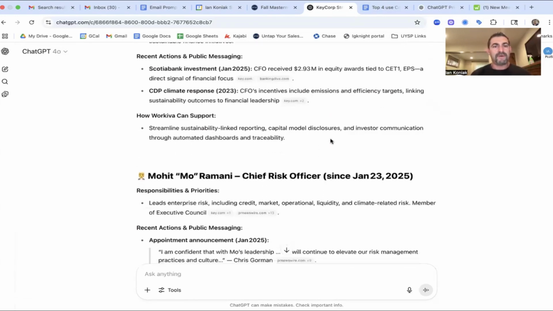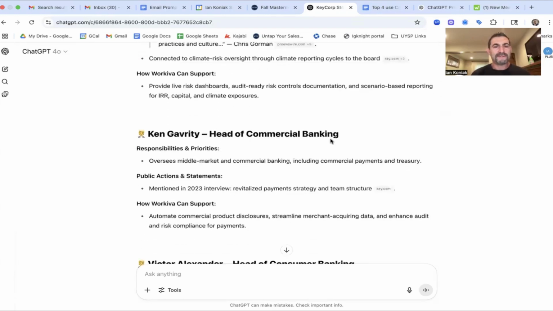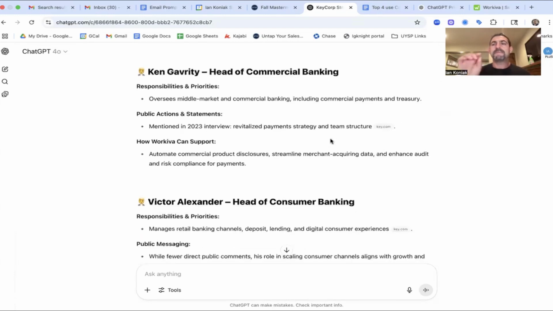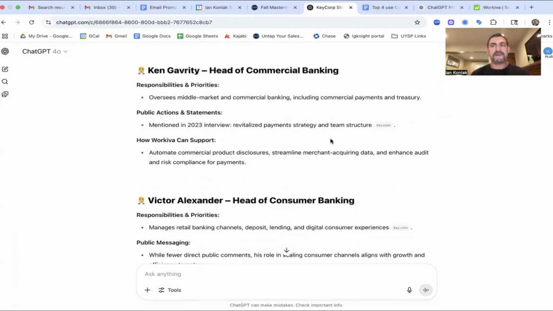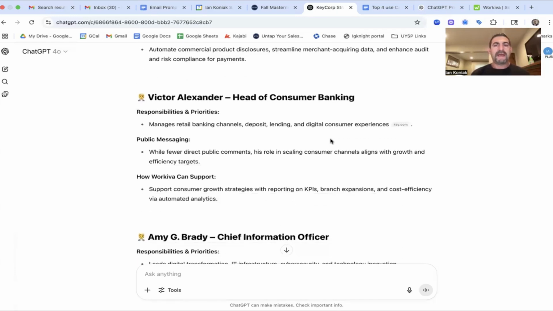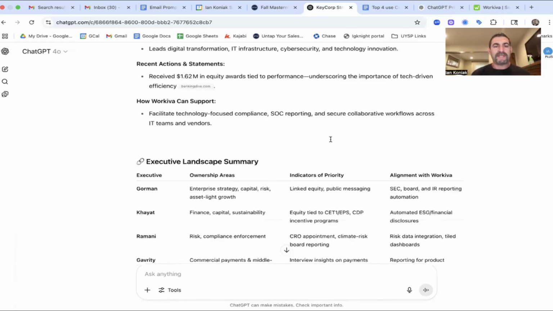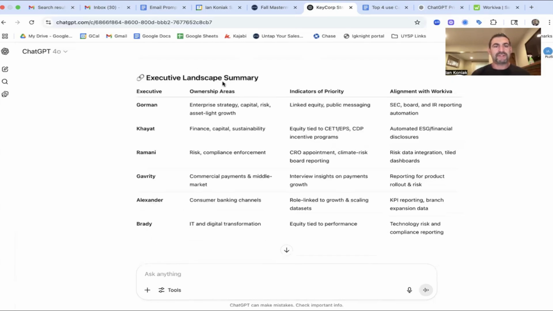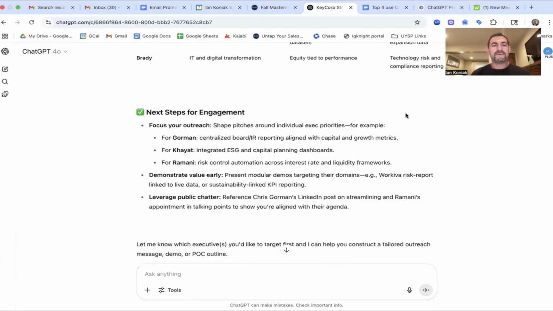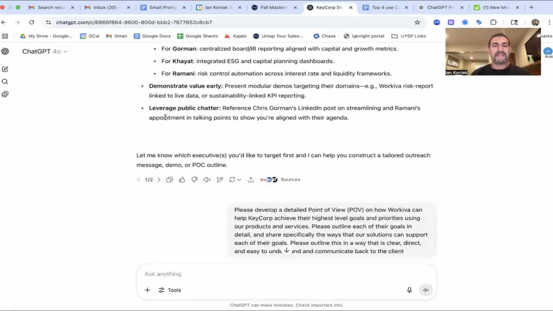Same thing for the CFO, Chief Risk Officer, Head of Commercial Banking. These are the people I want to talk to if I'm selling an enterprise-wide solution. Head of Consumer Banking, Chief Information Officer, and it does the same thing. It shows ownership, indicators of priority, and then alignment with Workiva. This is exactly what we want. Okay. It also recommends some next steps for engagement.